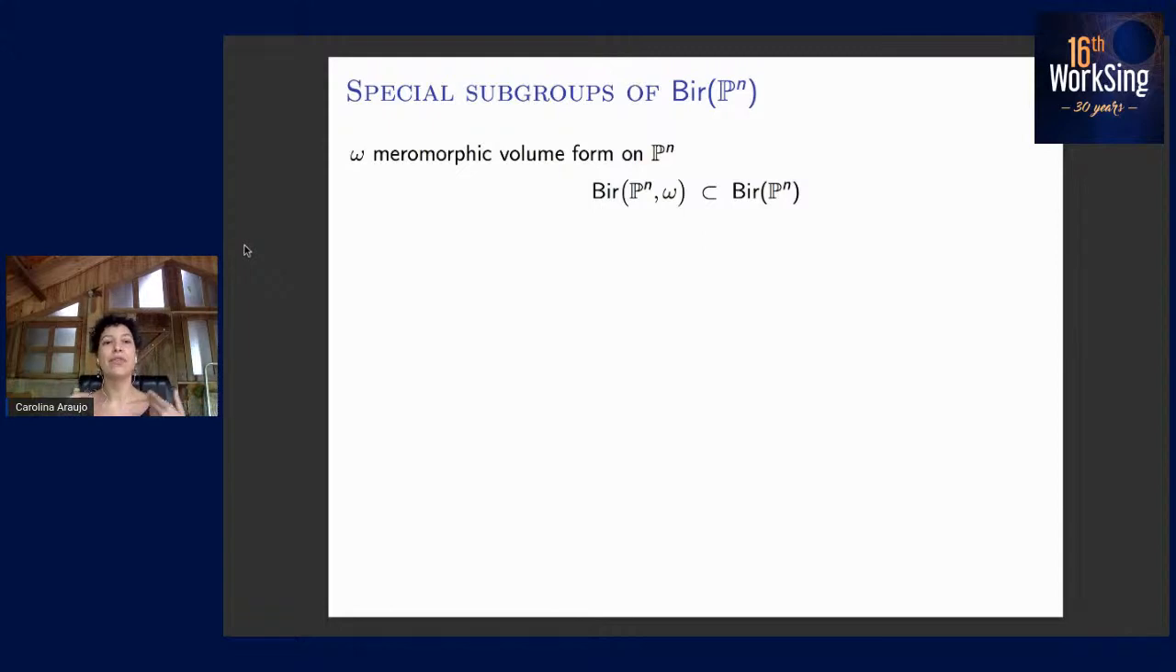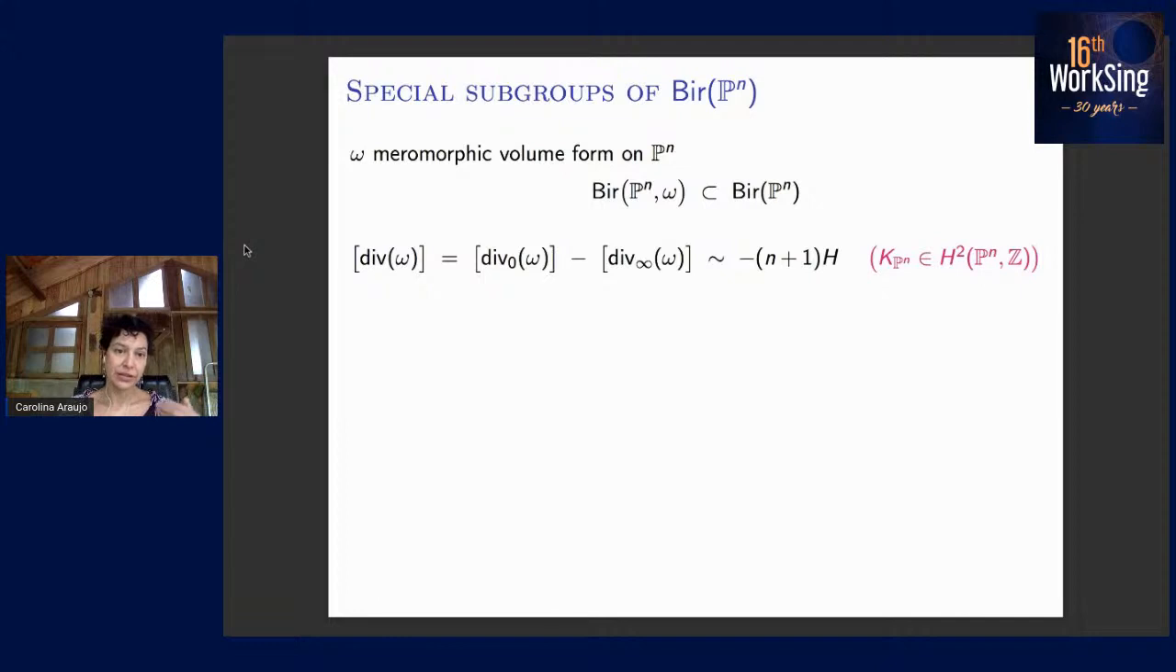So if we take any meromorphic volume form omega, we can look at the subgroup consisting of birational self-maps of Pn that preserve this meromorphic volume form. Let me remind you that in cohomology, we can look at the divisor associated to omega. So this would be the divisor of zeros minus the divisor of poles. And this is always, in cohomology or in the Picard group, equivalent to minus n plus 1 times a hyperplane section. This is precisely the canonical class of the projective space.